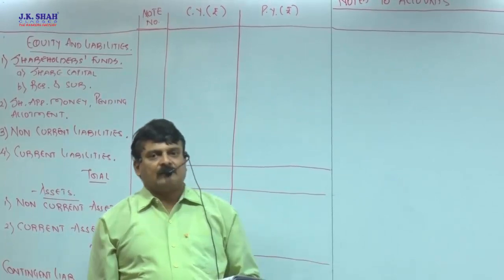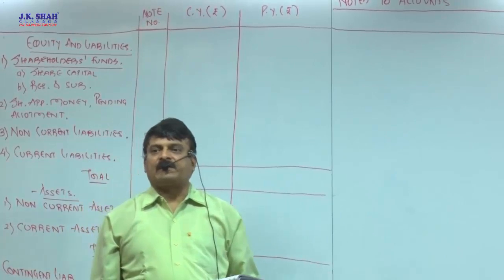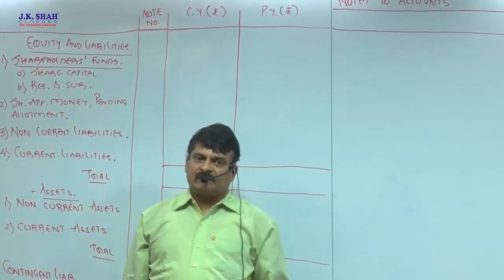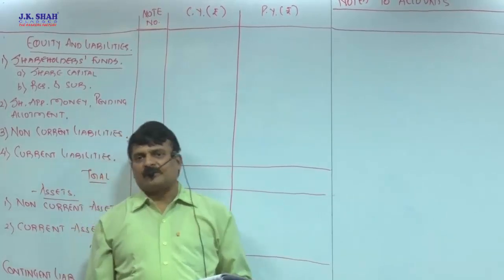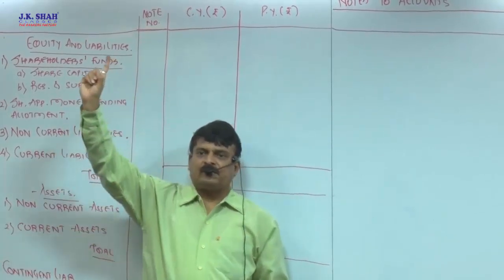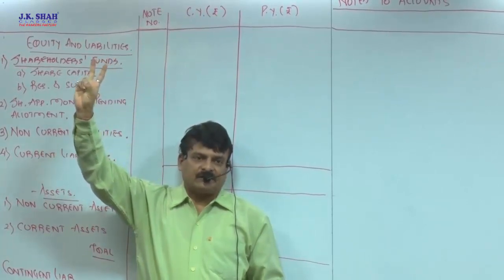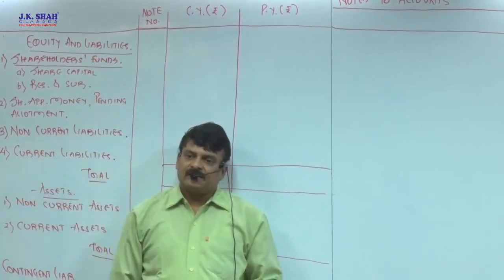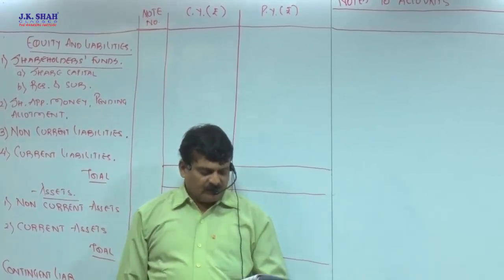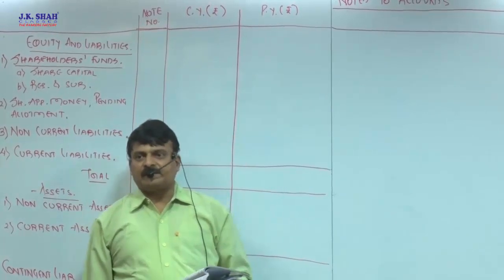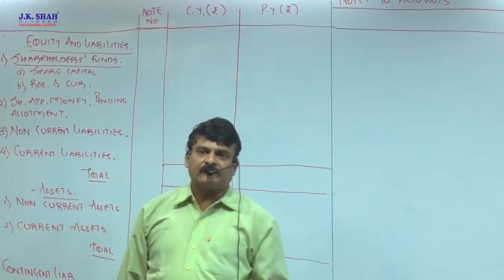Next, non-current investment. Non-current investments are long-term investments. Simplest examples of investment: investment in government securities, investment in shares and debentures. All these are non-current investments. Deferred tax asset won't affect your syllabus. Long-term loans and advances.